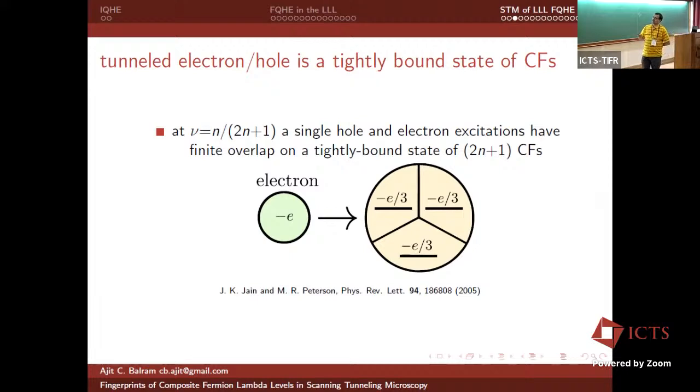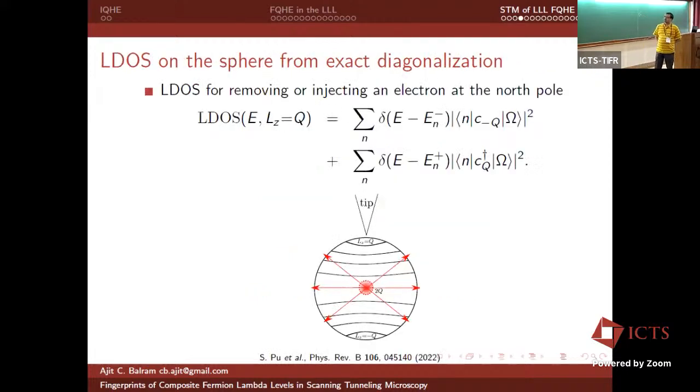If you look at filling factor n/(2n+1), in general, the electron splits into 2n+1 composite fermions. For example, for the 1/3 Laughlin state, the electron is made up of 3 composite fermions, each of which carries a charge e/3. So a single hole or a single electron excitation is going to be a tightly bound state of 3 composite fermions. Okay, so the first thing that we always do, if you can do exact diagonalization, is just do exact diagonalization.